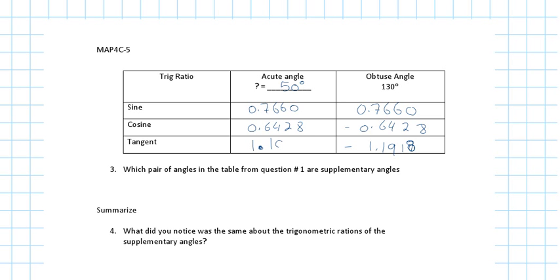So sine, cosine, and tan of acute angles are all positive. Sine of obtuse is positive, but the cosine and tan are going to be negative. You can pick any number between 90 and 180, put cos of it, and you're going to get a negative answer. If you don't, let me know, because you've done something wrong.